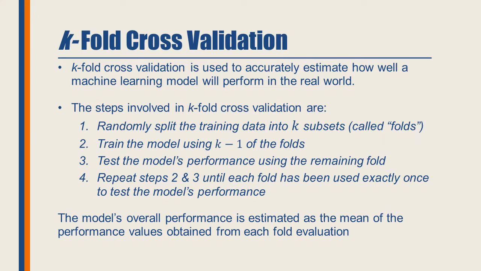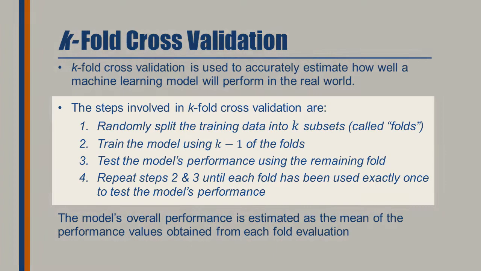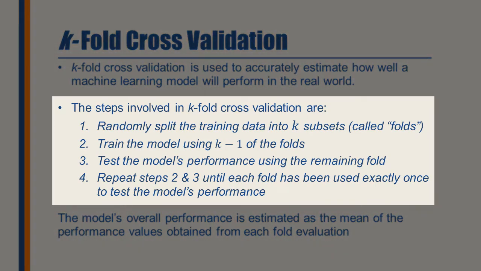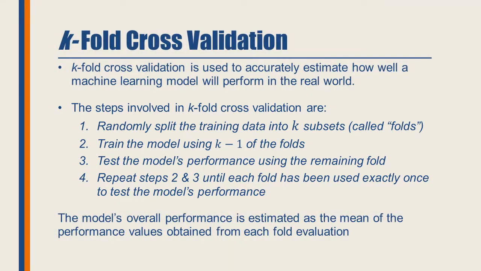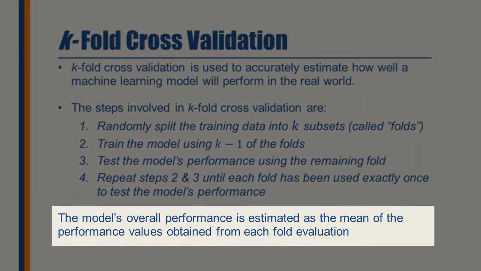Here's how k-fold cross-validation works. First, we randomly split the training data into k subsets. These subsets are called folds. Next, we train the model using all but one of the folds. We then test the model's performance using the remaining fold. Finally, we repeat steps 2 and 3 until each fold has been used exactly once to test the model's performance. When all of this is finished, the model's overall performance is calculated as the average of the performance values obtained from each fold evaluation.